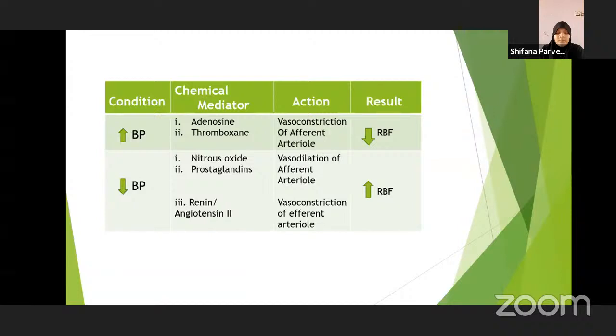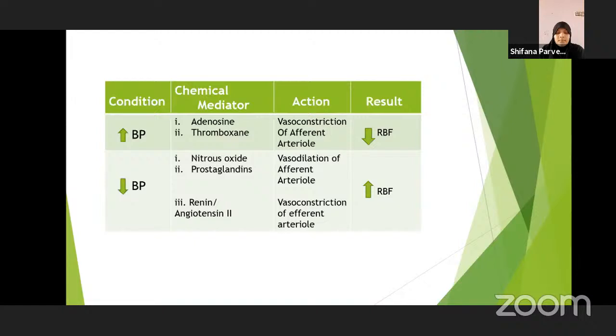Whenever the blood pressure increases above normal level, the macula densa cells release vasoconstrictor substances such as adenosine and thromboxane. Then it causes vasoconstriction of afferent arterioles. Then the renal blood flow decreases to normal level.